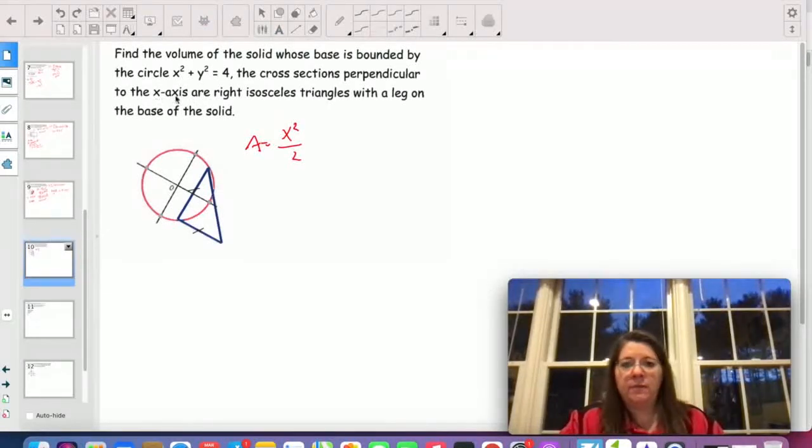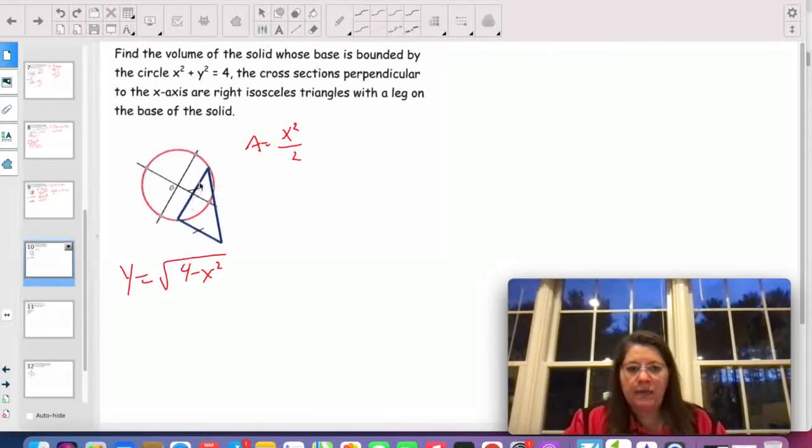And this is perpendicular to the x-axis, so that means we have to solve it for y. We've done that a couple times already. So we already know that y is equal to the square root of 4 minus x squared. Now, keep in mind, this length is the x in your formula here. So this is what we have in the formula.